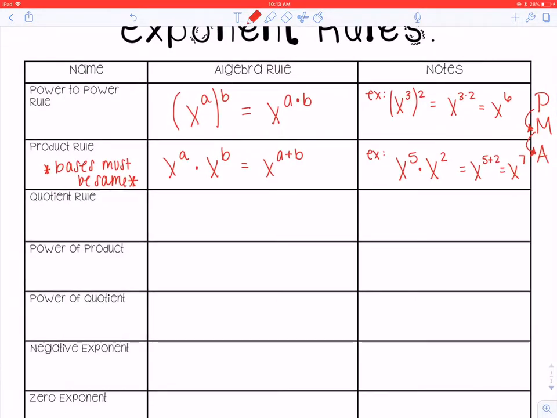Okay, so the next one is quotient rule. So quotient rule, you have x to the A over x to the B. Again, the bases have to be the same. Unless the bases are the same, you can't do this. But if the bases are the same and they're being divided, you are going to subtract, top minus bottom. And then it goes on top.